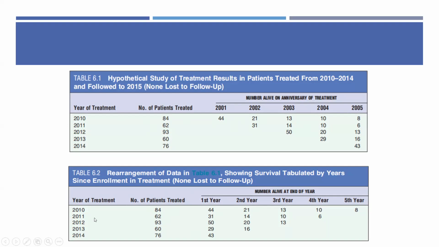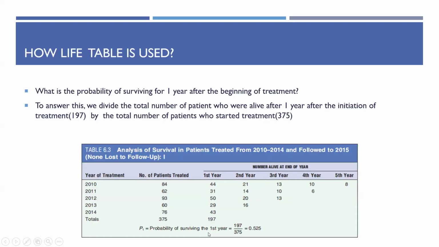In the same way, in 2011 the total number of patients enrolled was 62. After the first year of treatment, 31 patients were alive, after the second year 14 patients were alive, and after the third year 10 patients were alive, and so on. So, how do we use a life table? What is the probability of surviving 1 year after the beginning of treatment? To answer this, we divide the total number of patients who were alive after the first year by the total number of patients who started treatment.